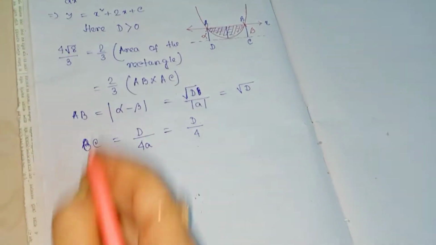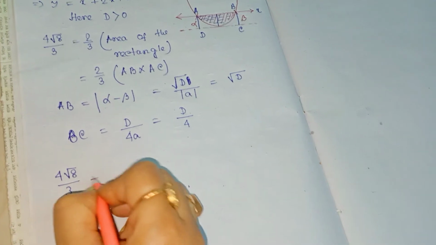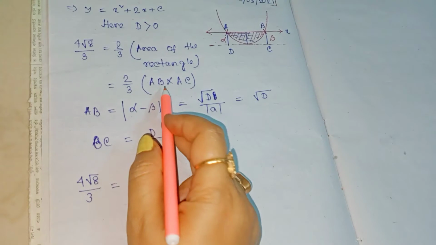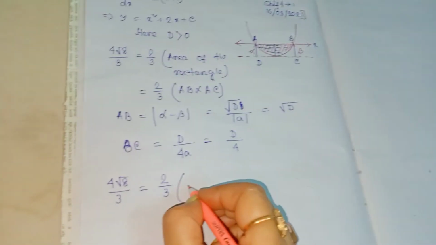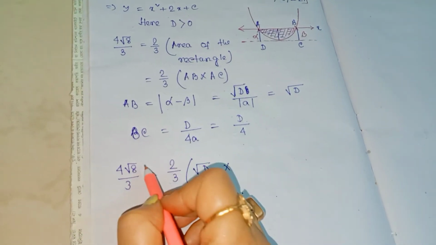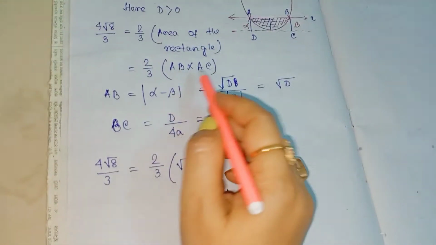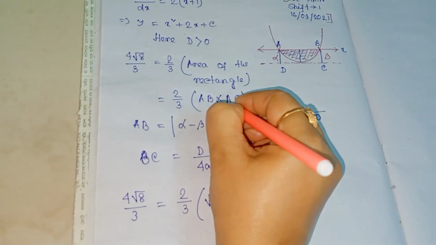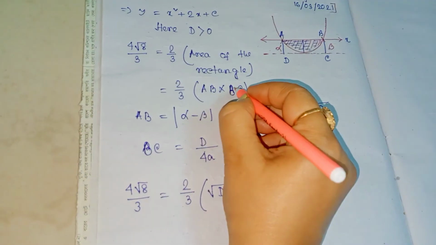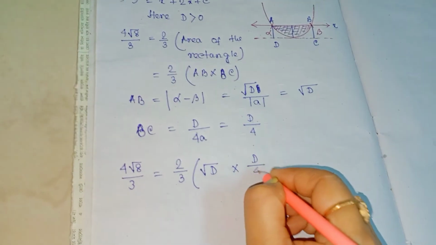Now from the equation, 4 root 8 by 3 is equal to 2 by 3 into what is the value of AB? AB is equal to root over of D, and AC is equal to BC. The area of the rectangle is AB into BC. So BC is equal to, we know, D by 4.